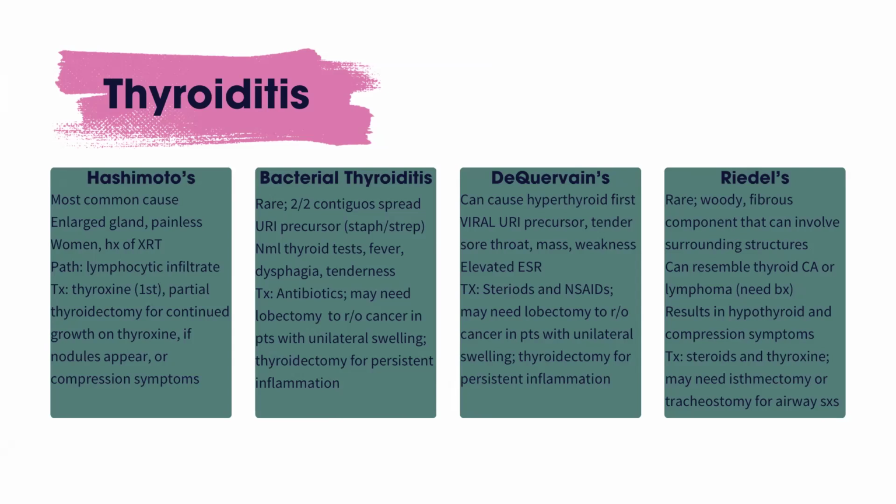De Quervain's thyroiditis, this is that viral upper respiratory infection precursor. They'll have a tender mass and a sore throat and weakness. You'll see an elevated ESR on your labs. This is treated with steroids and NSAIDs. And then Riedel's thyroiditis is that woody fibrous thyroid. It can resemble thyroid cancer or a lymphoma, so you may need to biopsy it. This is treated with steroids and thyroxine because it does cause hypothyroidism. If there's any concern for compression syndromes, which can happen frequently with Riedel's, you'll want to do an isthmectomy or a tracheostomy for airway symptoms.